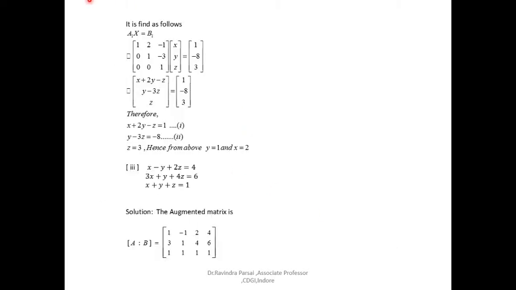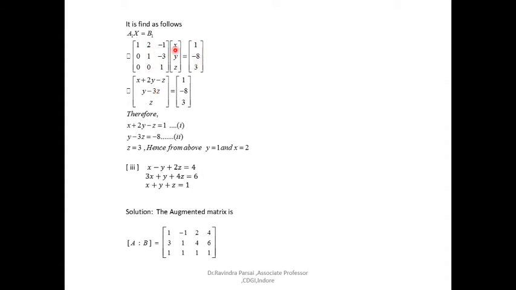Now the question is, how will you find that solution, how will you calculate the unique solution? The process is as follows. First we write the matrix equation A1 x equal to B1. A1 means the coefficient matrix in echelon form, so that matrix is 1 2 minus 1, 0 1 minus 3, 0 0 1, and here the unknowns are x y z, and the constant matrix in echelon form is 1, minus 8 and 3.